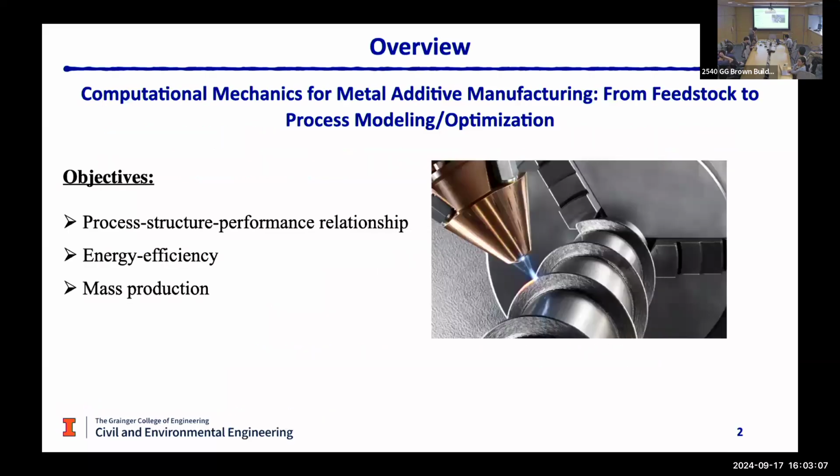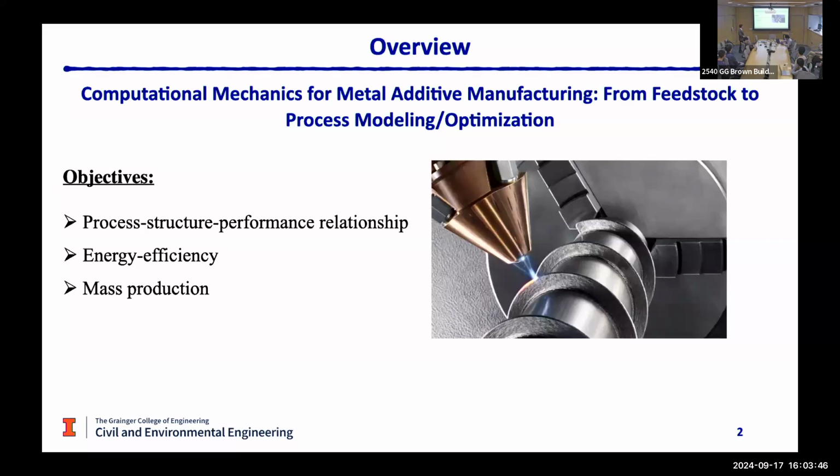However, before I do that, I want to give a view about what my research group is doing at UIUC. So one primary focus of my research group is computational mechanics for metal additive manufacturing. So basically, we develop numerical methods and models to simulate all the aspects related to metal additive manufacturing. So we do feedstock modeling, and we also do process modeling and optimization. The overall objectives are first, of course, to derive the process structure performance relationship. I think this is still an open question in the field.